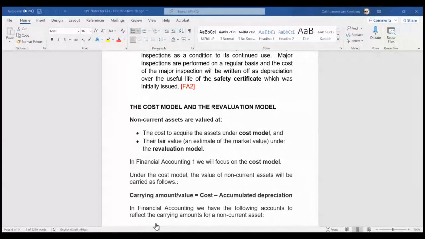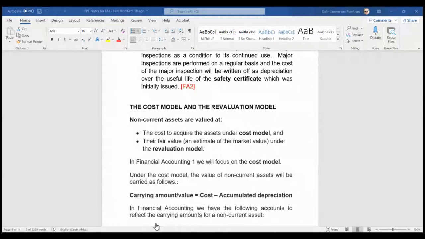And then ultimately, ladies and gentlemen, when we get to general financial reporting four, so that is if you are doing the advanced diploma, if you're in your fourth year of studies, you'll have a subject called general financial reporting four. There we are going to again revisit property, plant and equipment. There we are going to intensively study the revaluation model. That is what we see in front of us.